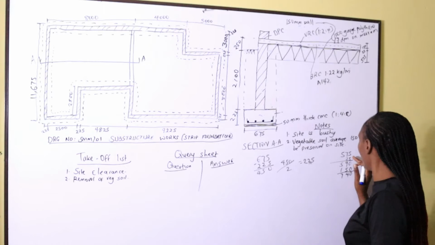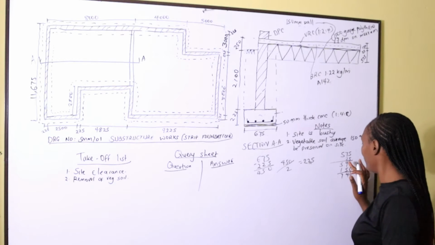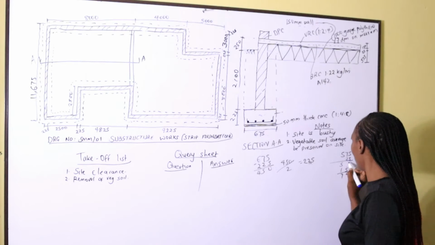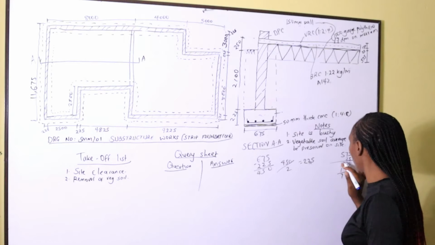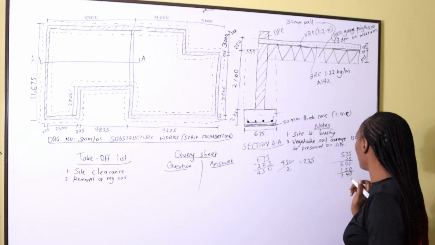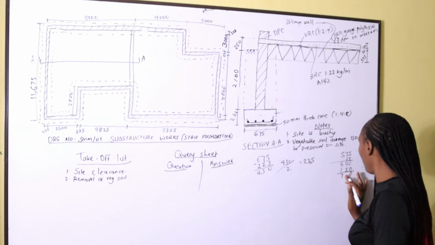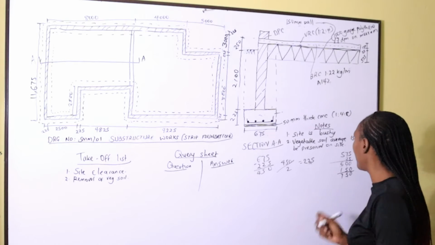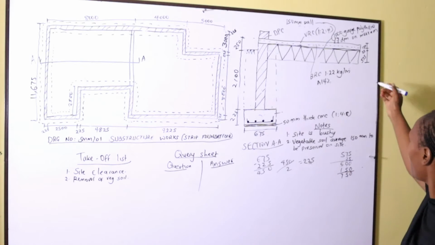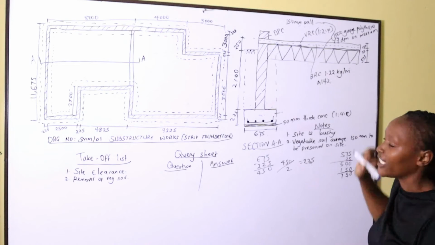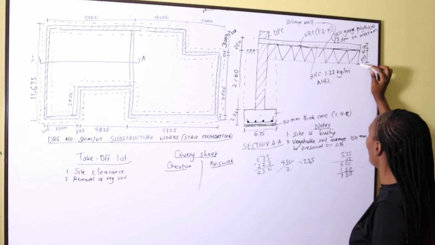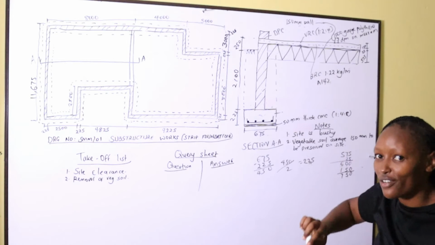Here we got 5 plus 5, 0, carry 1. So this one is 600. 600 plus 150, we get 750. Mathematics. Okay, so from here up to here is 750. We have got from below the hardcore to the top of the concrete 750.